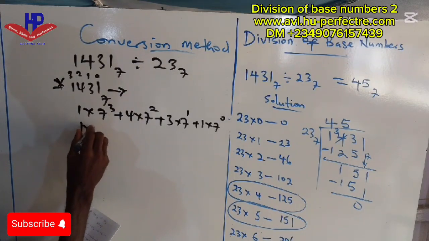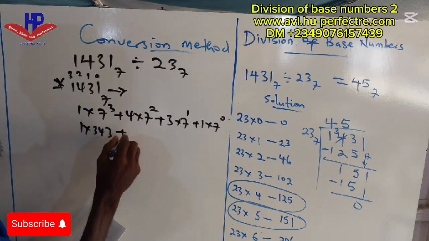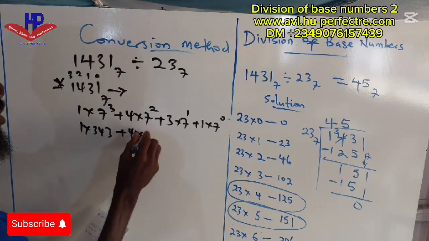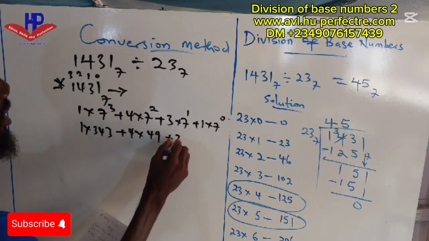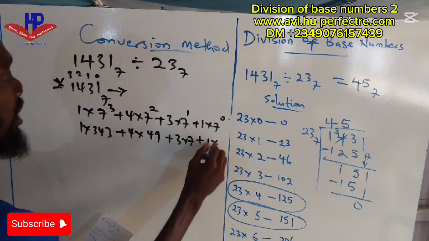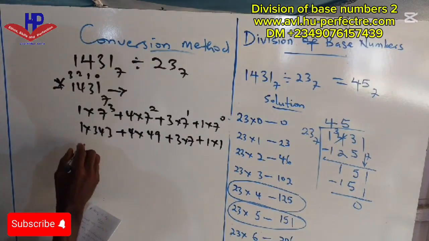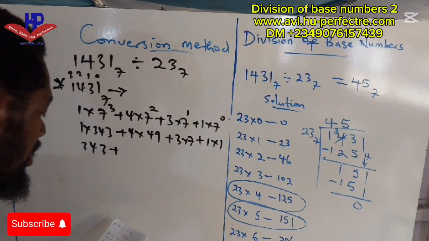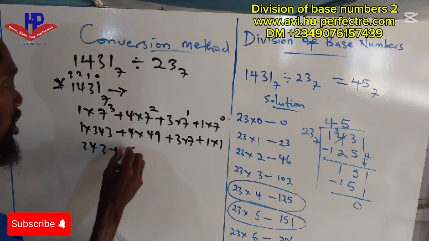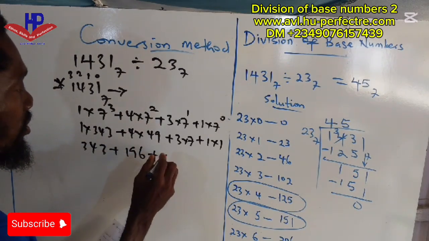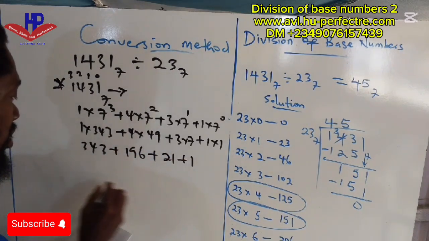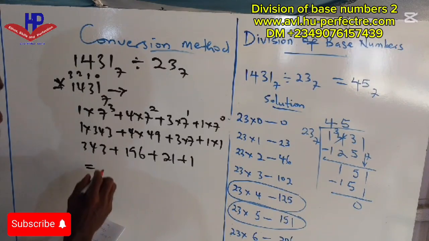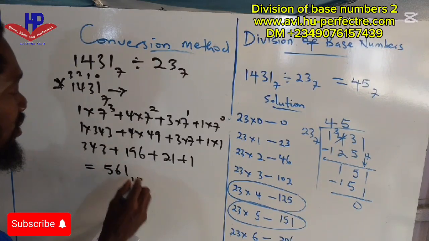That will be 1 times 343 plus 4 times 49, 3 times 7, and 1 times 1. 7 to the power 0 is 1. This will give us 343 plus 4 times 49, which is 196, plus 21 plus 1. When you add everything together, you're going to have 561 in base 10.